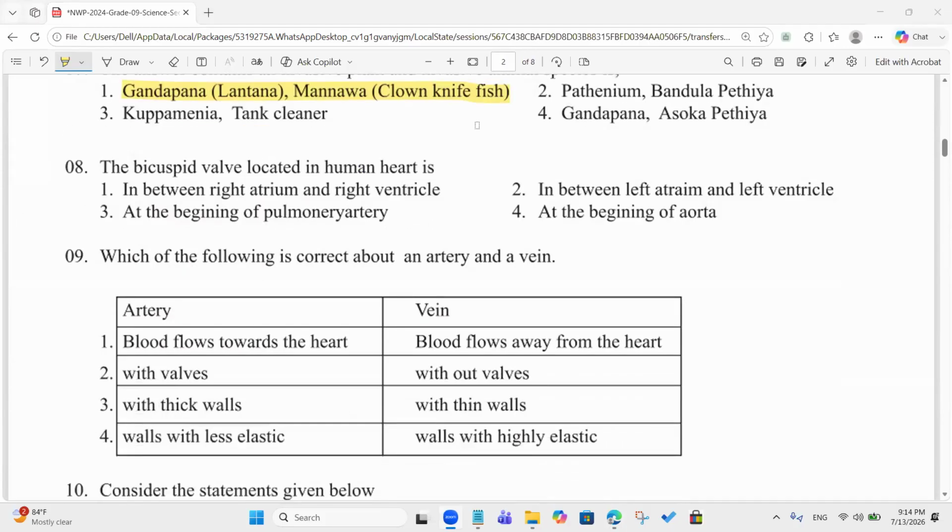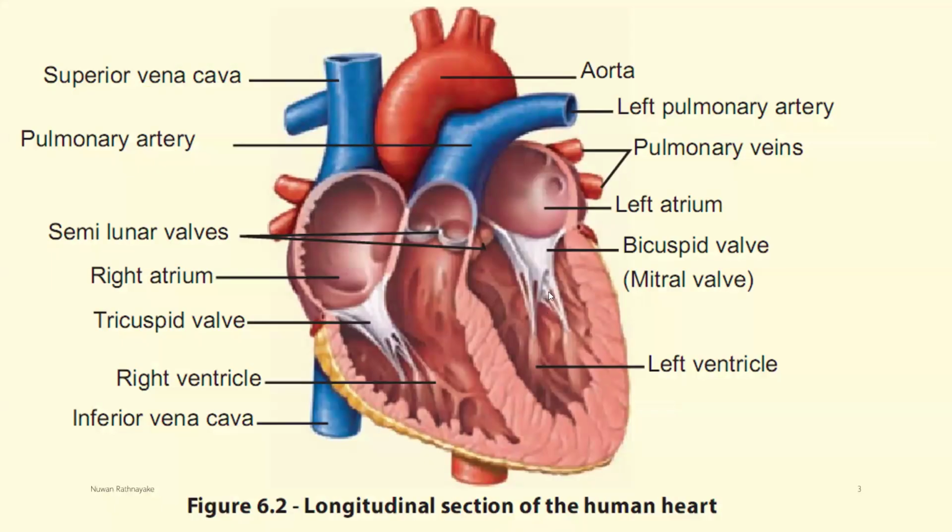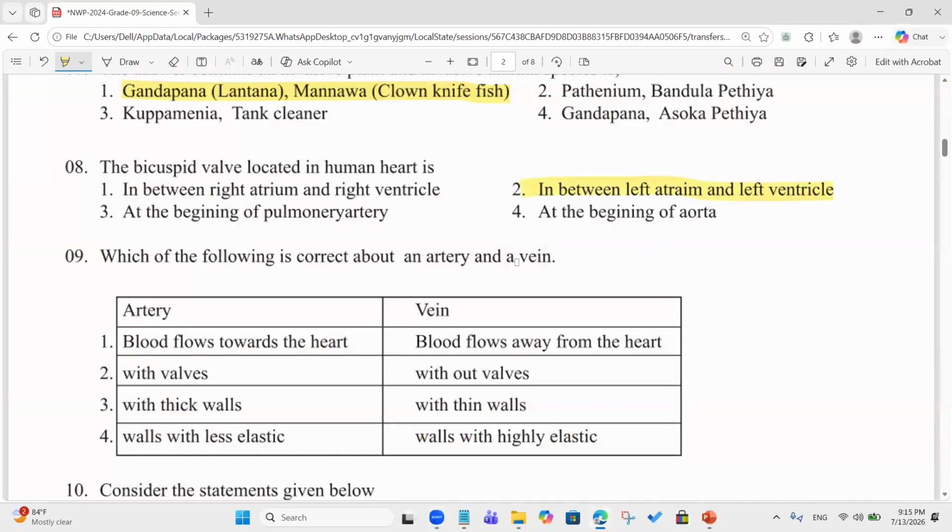The bicuspid valve located in the human heart is, yes, your answer. Where is the bicuspid valve, or the mitral valve, located? Yes, in between the left atrium and left ventricle. In between these two, the bicuspid valve or the mitral valve is located, and here you can see the tricuspid valve. Okay, let's move to the next question. So the answer is left atrium and left ventricle.